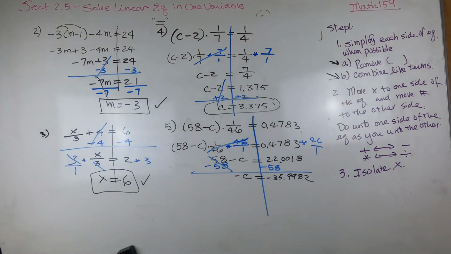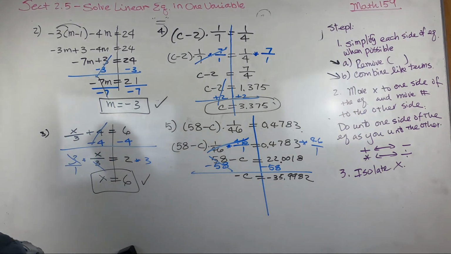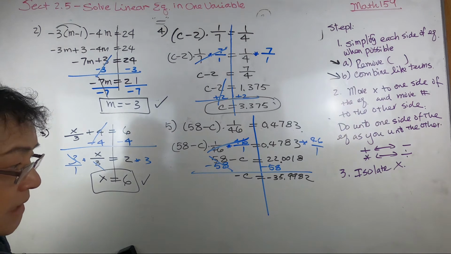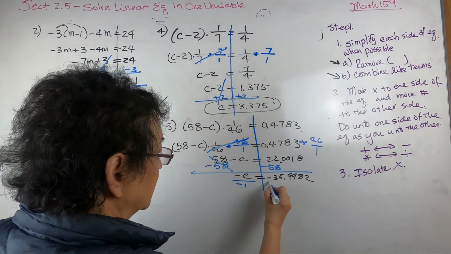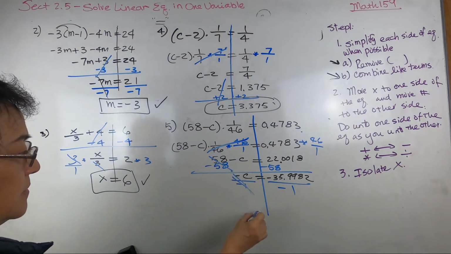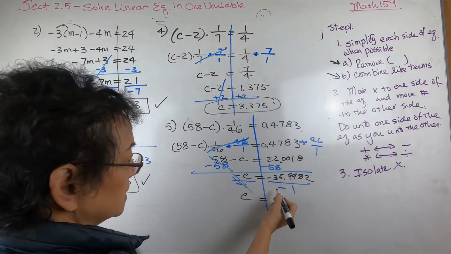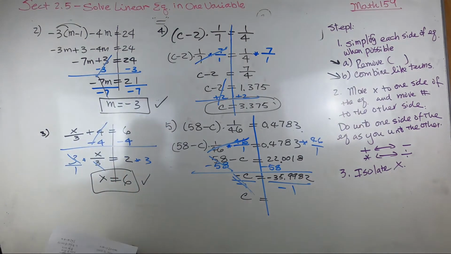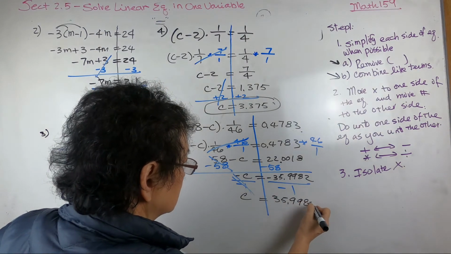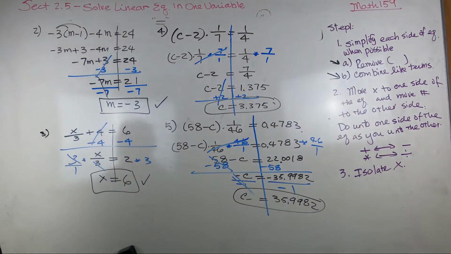So, did you get c by itself? Not yet, because you have an extra negative there. Then how do you get rid of a negative? To get c by itself, you can divide by negative 1, right? So negative divided by negative is positive. So you can get c by itself. Negative divided by negative here is positive. So that would be 35.9982. So that would be your answer for the c.